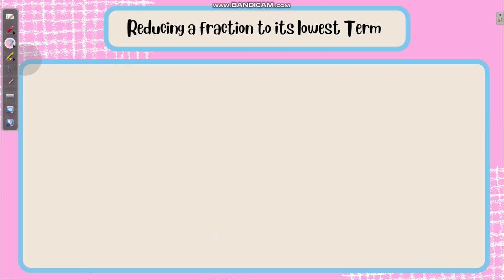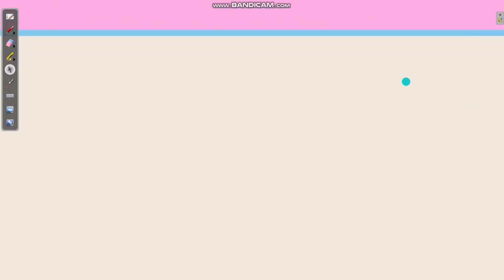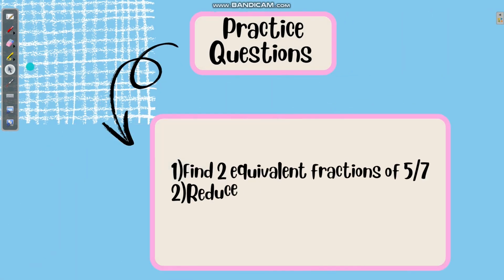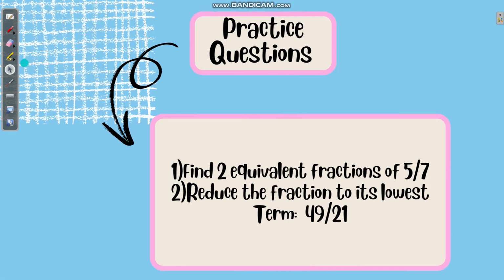Now a few practice questions. First, you need to find two equivalent fractions of 5 by 7. You can use the multiplication method over here. The second question is to reduce the fraction to its lowest form: 49 upon 21. Take the HCF of 49 and 21 and find out the answer.